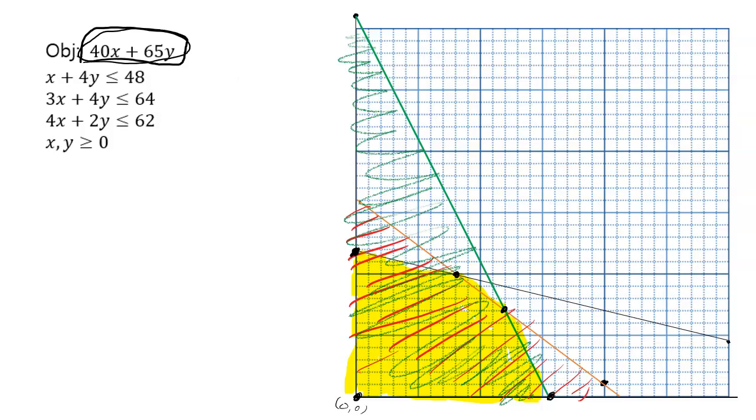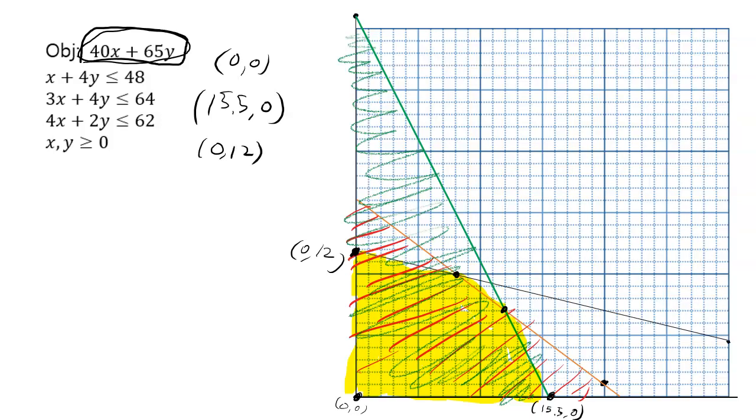Now 0, 0 is obvious. This one here, we actually did compute. This was 15.5, 0. So we have 0, 0, 15.5, 0, and then this was 0, 12. 0, 12 was another extreme point.